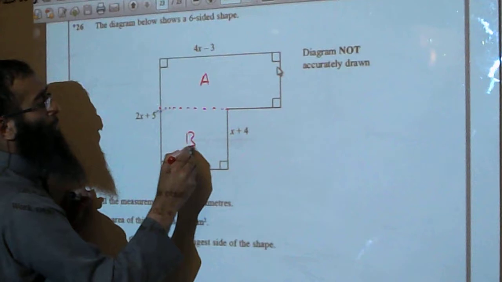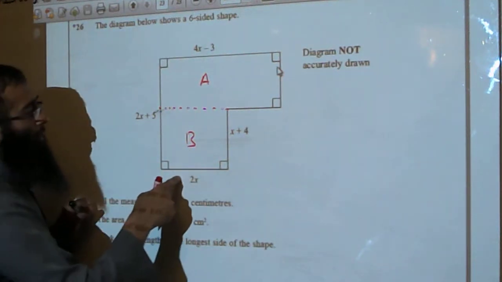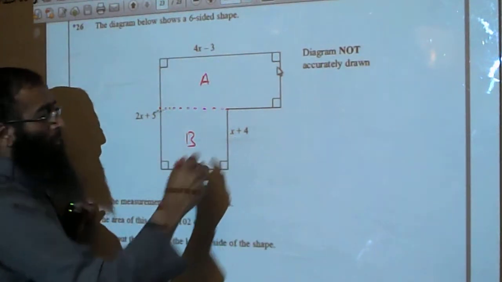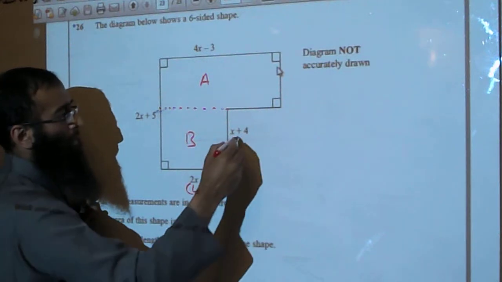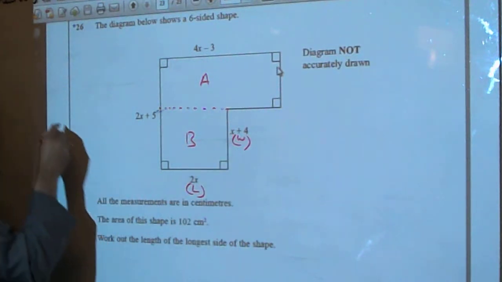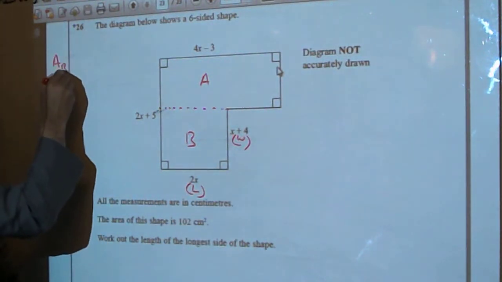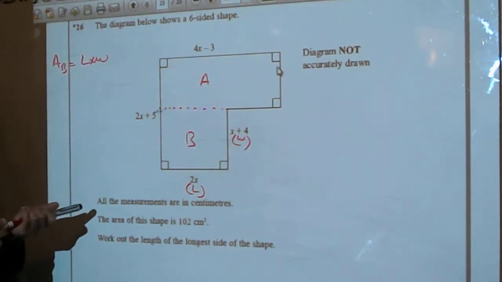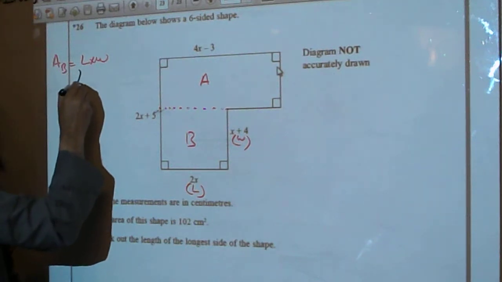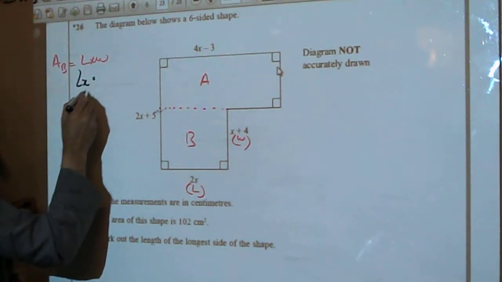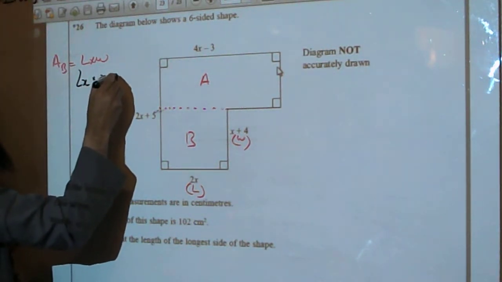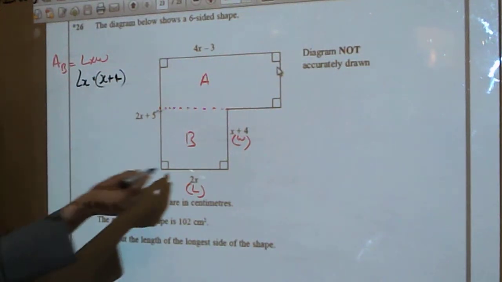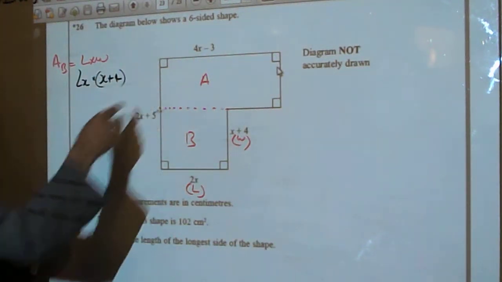That's part A, that's part B. Now the area of this part B will be 2x times x plus 4, that's our length, and that's our width. So the area of the B part will be length times width, which is 2x times x plus 4 as a starting point. That's just the area of B at the bottom. Now we need to work out the area of A.